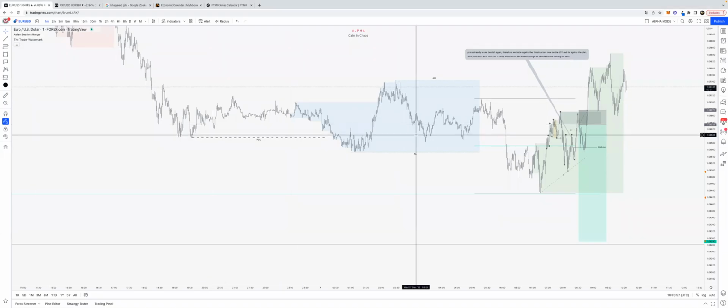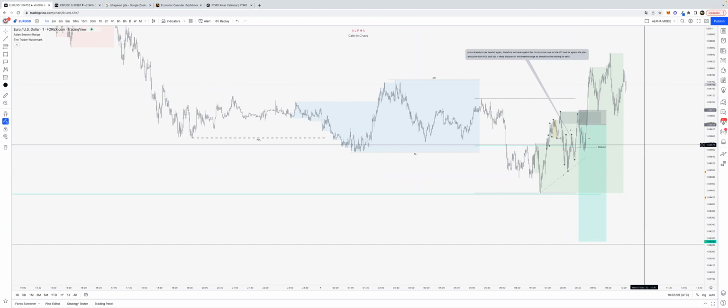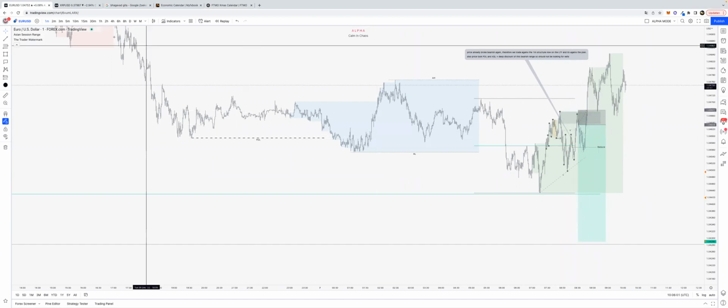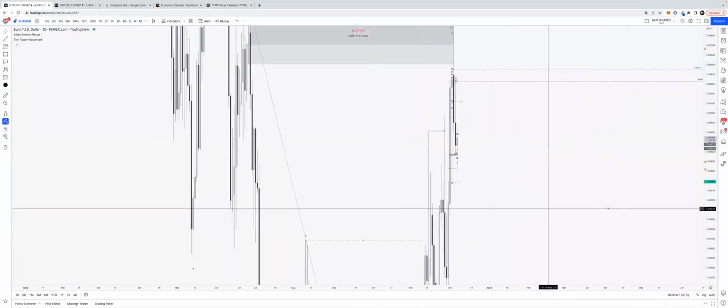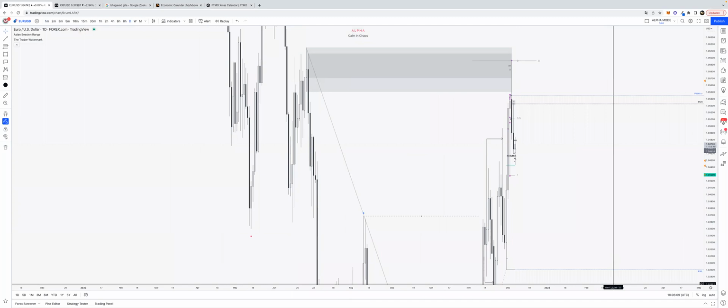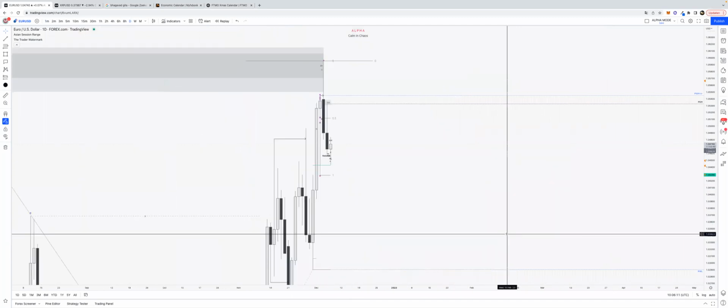All right, first case study of the day, a break-even trade during London. Let's go on the daily to see where we are and what happened. So what can we see? Why is it a break-even trade?